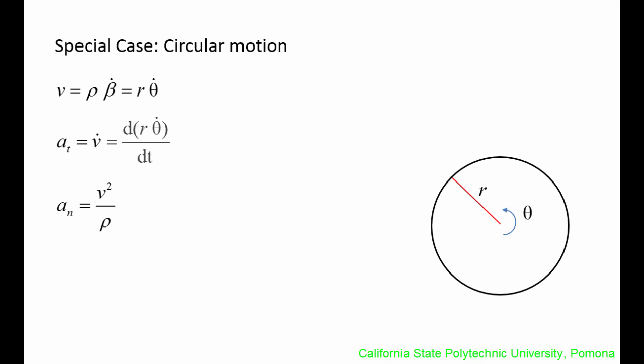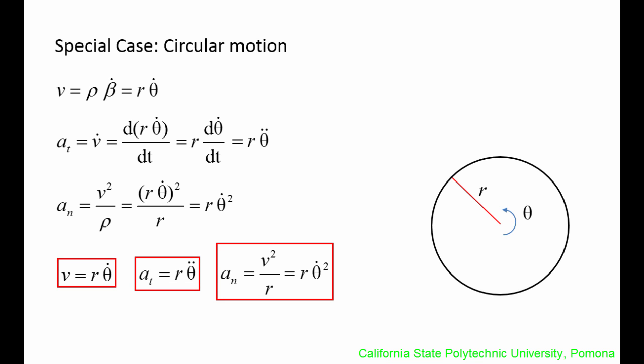Plugging this expression into the equation for a sub t, and pulling r out of the derivative because it is constant, a sub t is equal to r times the angular acceleration theta double dot. Plugging the expression for the speed into the equation for a sub n, we find that a sub n is equal to r times the angular velocity squared, or theta dot squared. In many situations, the angular velocity theta dot is replaced by the symbol omega, and the angular acceleration theta double dot is replaced by alpha.